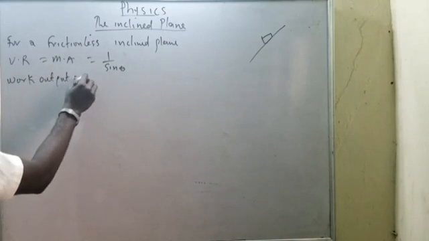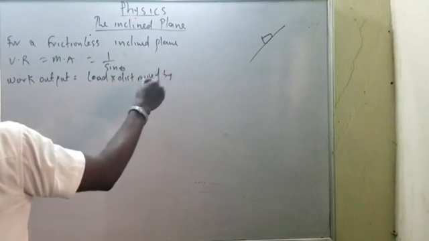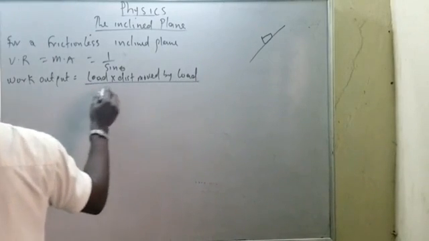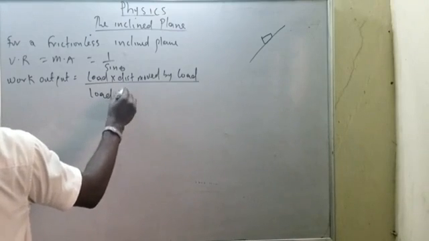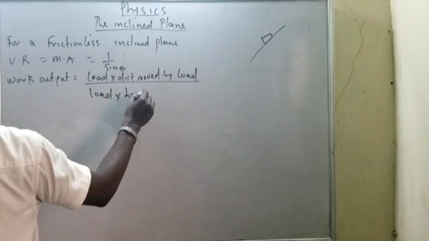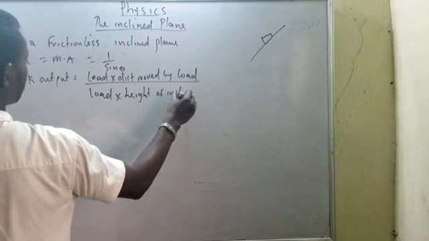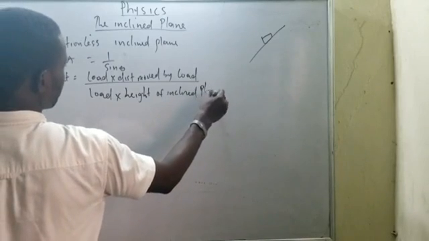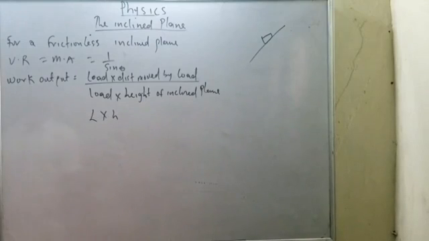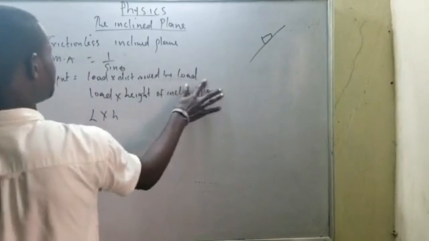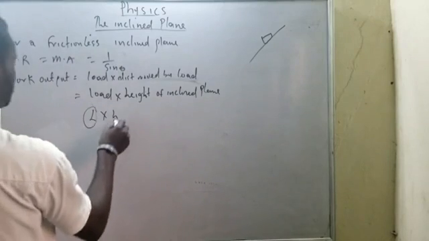Work output equals load multiplied by distance moved by load, that is, load multiplied by the height of the inclined plane, which can also be L multiplied by H. Sorry, L multiplied by H. Now, this is my load, L, and this is my height.